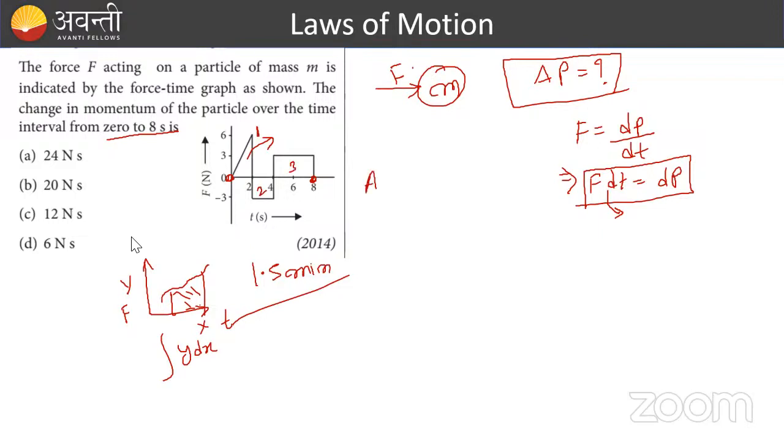That is a triangle. So A1 will be half base times height. Base is how much? 0 से 2 है. So 2. Height is how much? This is up to 6. So this is 6. Done.